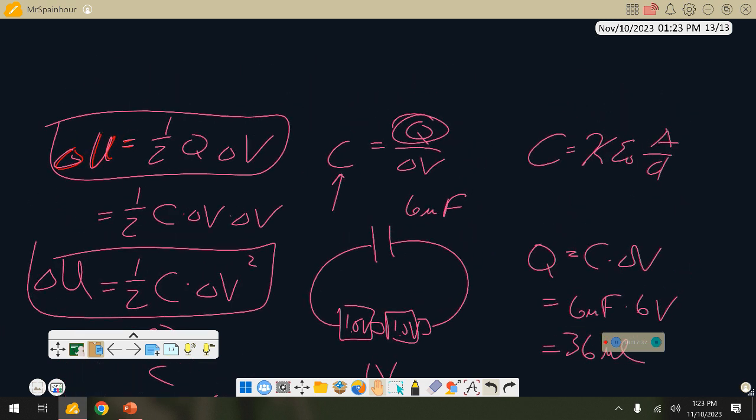Yeah. And again, I want to say this. This is your normal one. Normal capacitors.